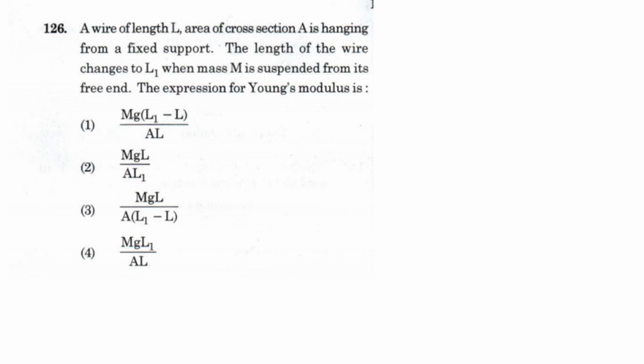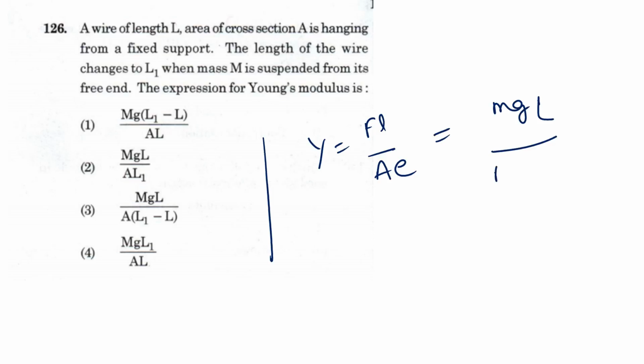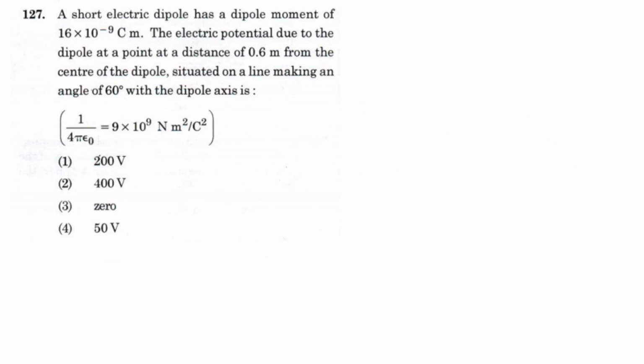Here we are calculating the Young's modulus. Y is equals to FL by A delta L, that is equals to mg L by A of L minus L1 minus L. This is which option is correct? Third option is correct. And we'll go to the question number 127. In this question number 127, they given, here I am writing the solution for 127.